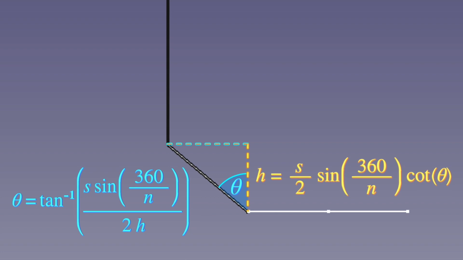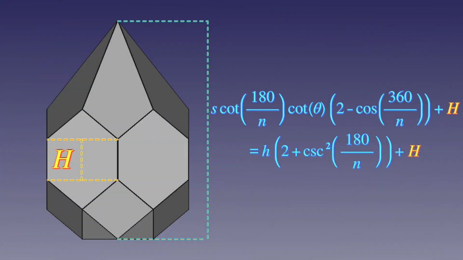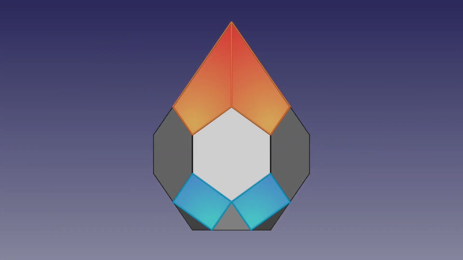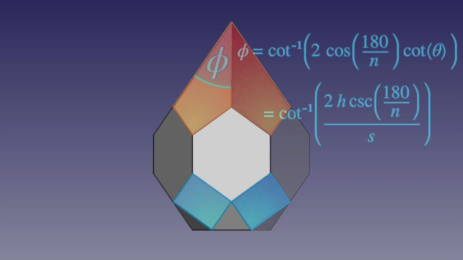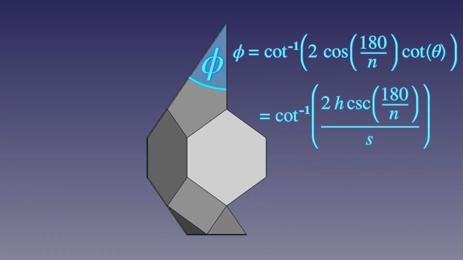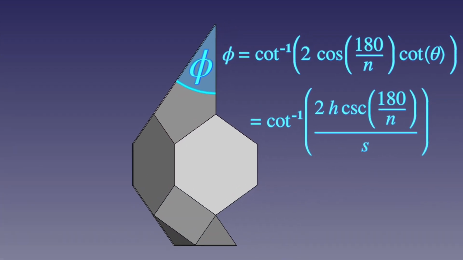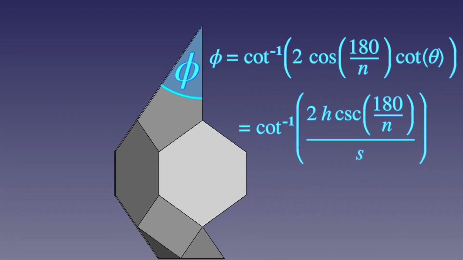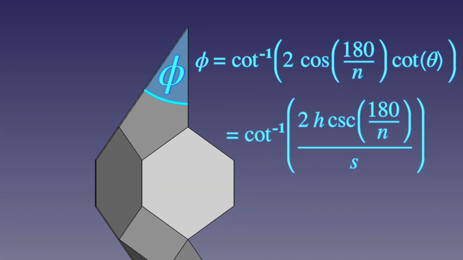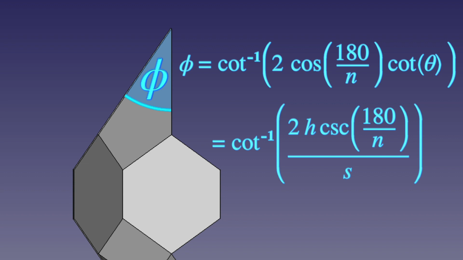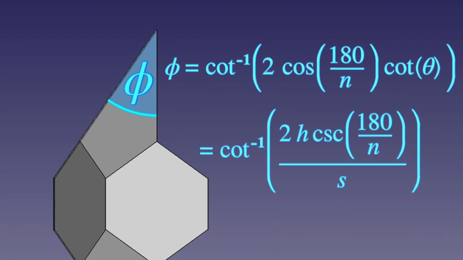The choice of which variable to use is based on personal preference, as either can be used to determine the overall height of the model, where capital H is the arbitrary height of the rectangular section of the primary flat face. The choice of theta or h also affects the angle of the intermediate rhombus and the roof panels, which I refer to as phi. Phi is equal to acot 2 times cosine of 180 over n times cot theta for theta, and acot 2 times h times the cosecant of 180 over n over s for h.